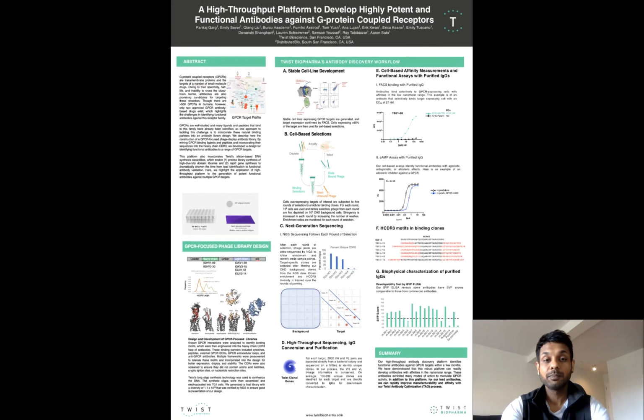In conclusion, I've shown you an application of our library that we've used to develop potent and functional antibodies against GLP-1R. In addition, we are actively using this platform to develop antibodies against a variety of GPCRs.